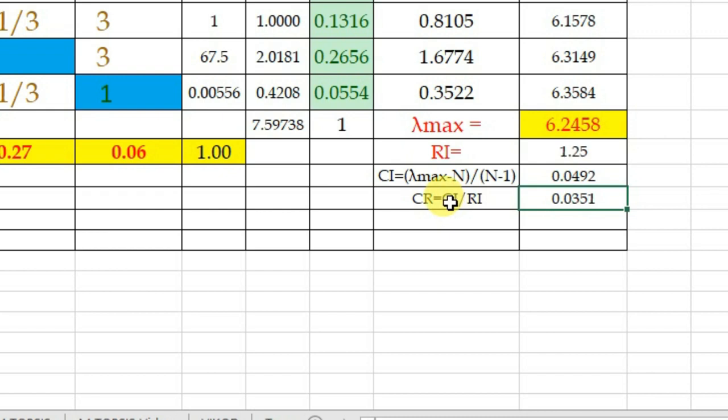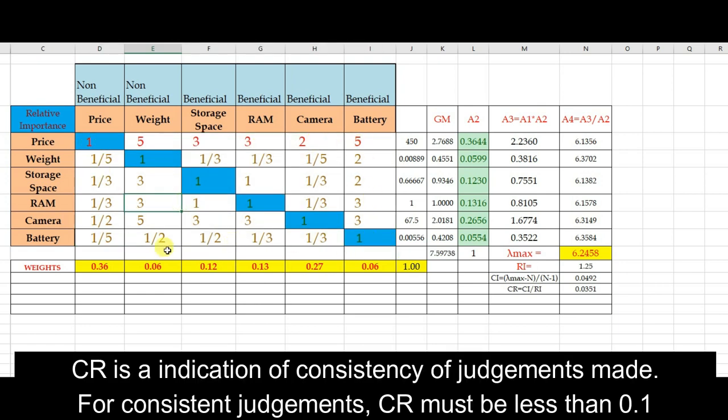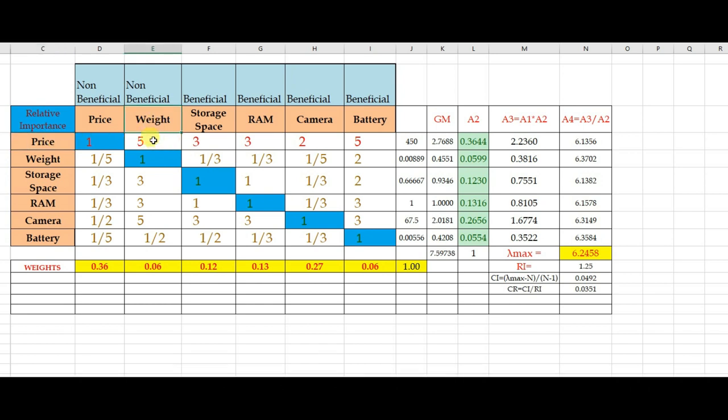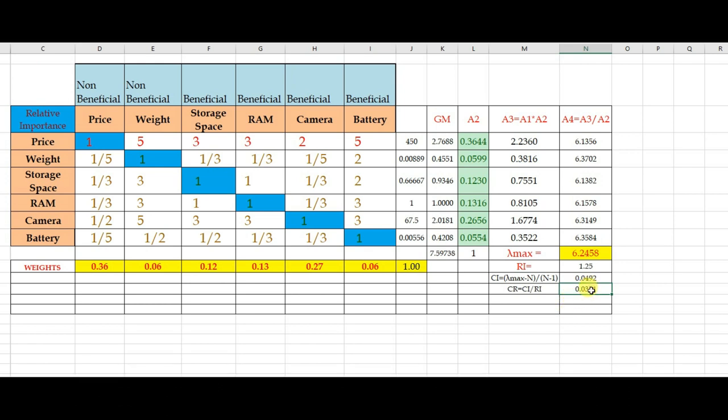Remember, why calculate CR? This is only to check the consistency of the decisions made. That means in this relative importance matrix, there should be consistency of the decisions. Whenever I say price is more important than weight, and weight is more important than storage space, then price has to be more important than storage space also. So this consistency has to be maintained, which is checked by this variable called the consistency ratio.